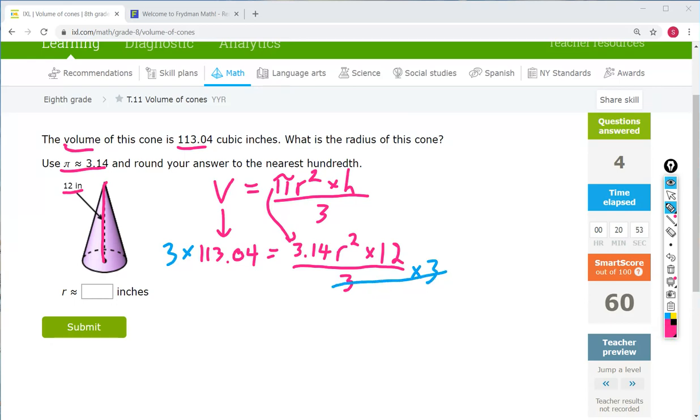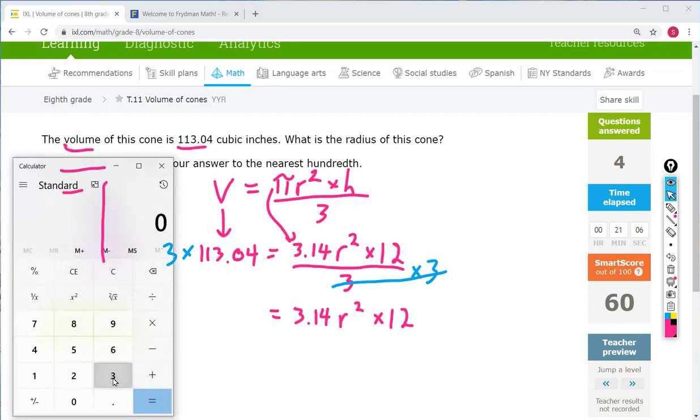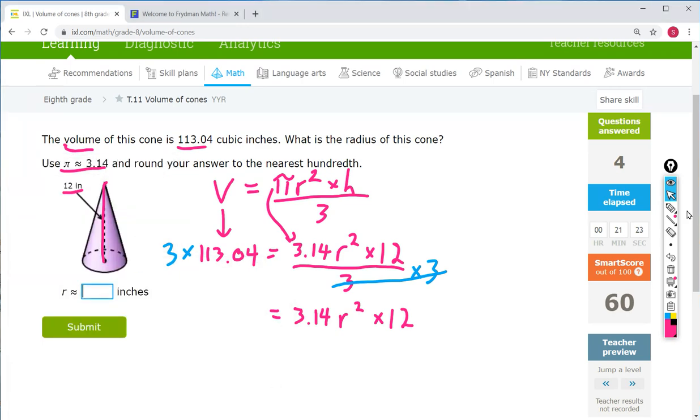You would multiply both sides by 3, and on this side you are left with 3.14 times r squared times 12. And on the left side, let's do that. We have 3 times 113.04. 300, well, yeah, I should have done that in my head, really, I suppose. 339.12.